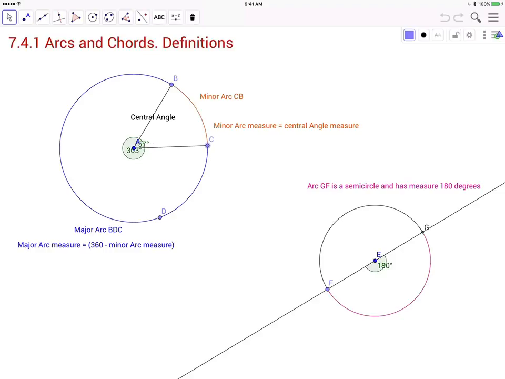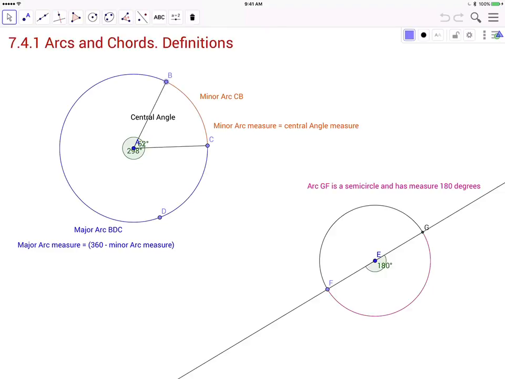If we want to talk about the major arc on the other side, major arc BDC is considered to be 303 or 268 degrees, right? You can see, and they have to add up to 360. So it's just a way of talking about the measure.